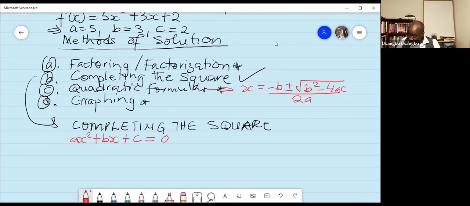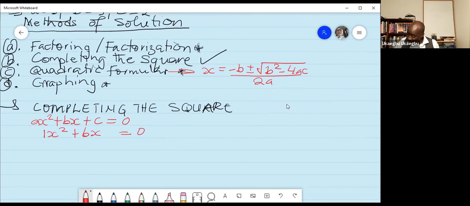So let's see. If we have this expression, watch, 1x squared plus 6x equal to 0. This expression I have written right now is not a complete square. It is not a complete square. Why is it called a square?